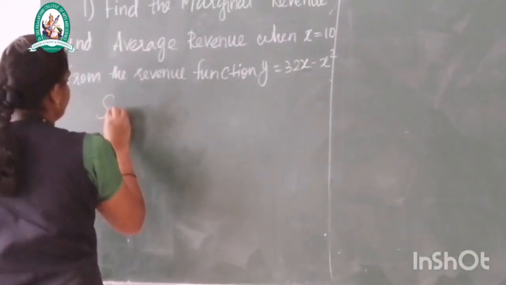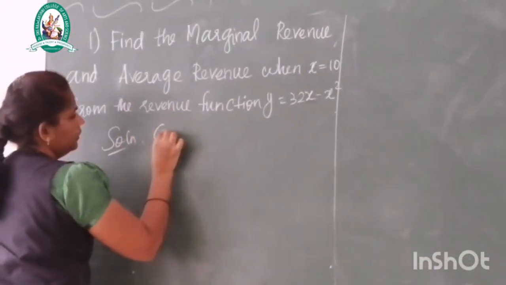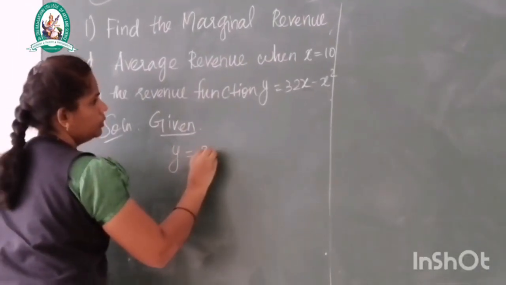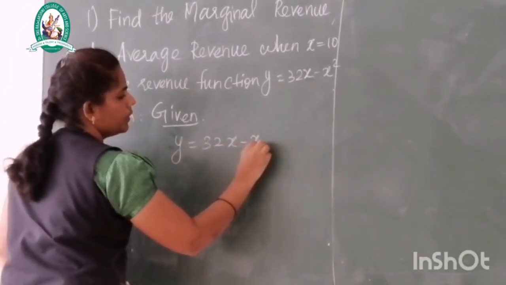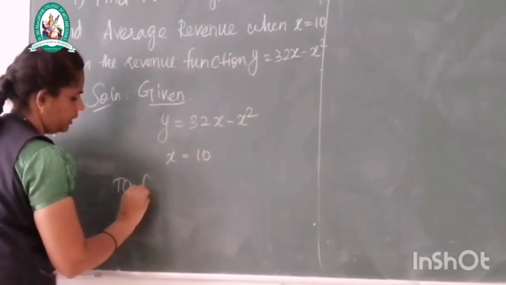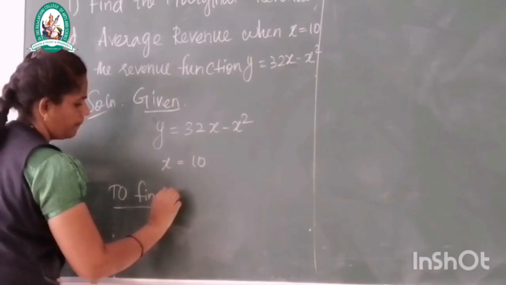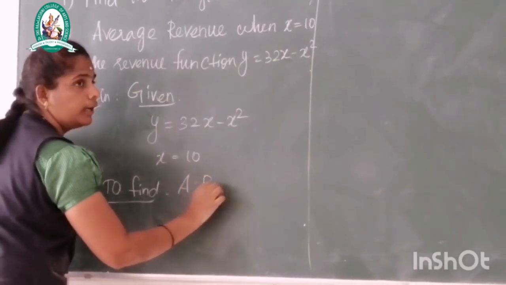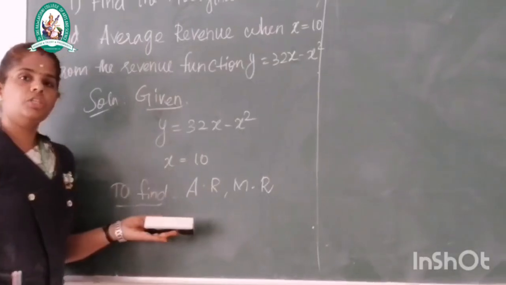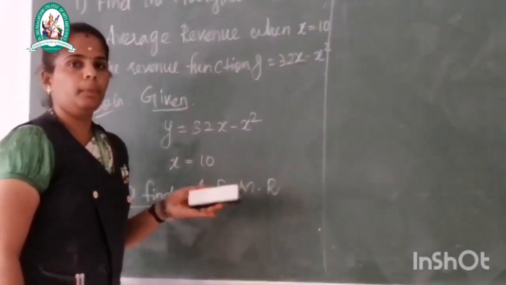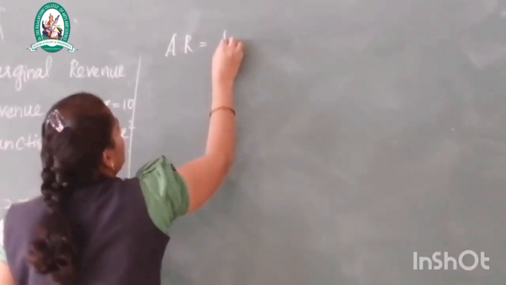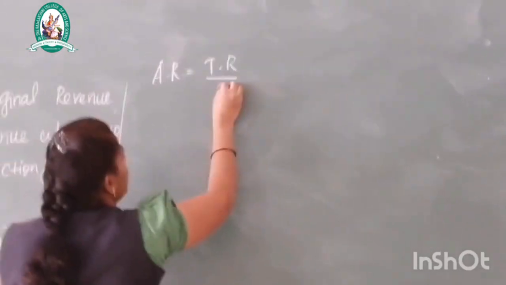So given function is y is equal to 32x minus x square whereas x is equal to 10. We have to find the value of average revenue and marginal revenue. The formula for average revenue is total revenue divided by x. That is, average revenue is equal to total revenue divided by x.